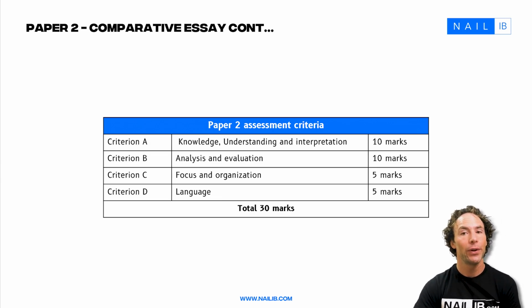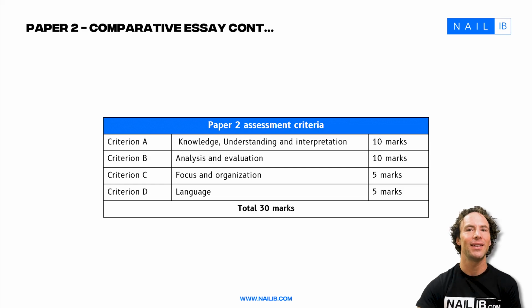Criterion C is focus and organization, which is similar to Paper 1. This is looking into the structure and coherence of our essay. So it's looking into how well we've organized our ideas, how well we maintain focus, how well our essay just progresses with each paragraph, hopefully really contributing to the overall argument.